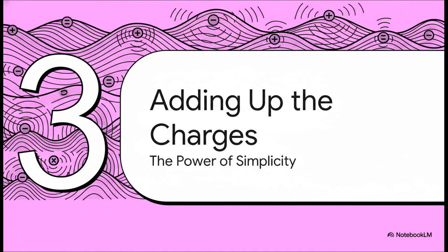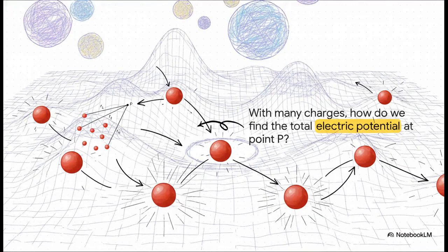Okay, so one charge, that's easy enough to picture. But what happens when you have a whole bunch of charges scattered around, all making their own little hills and valleys? Does the math suddenly get super complicated? Yeah, look at this. How in the world do we figure out the total electrical height at that one point P when you've got all these different charges pushing and pulling from different distances? This looks like it's going to be a real headache.